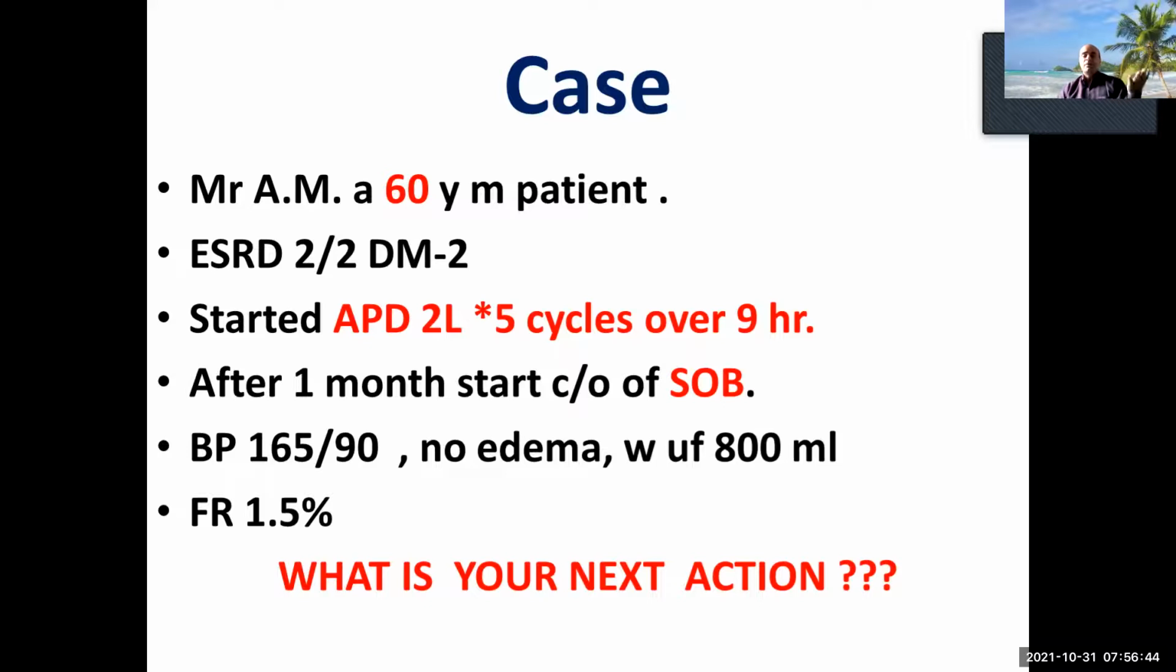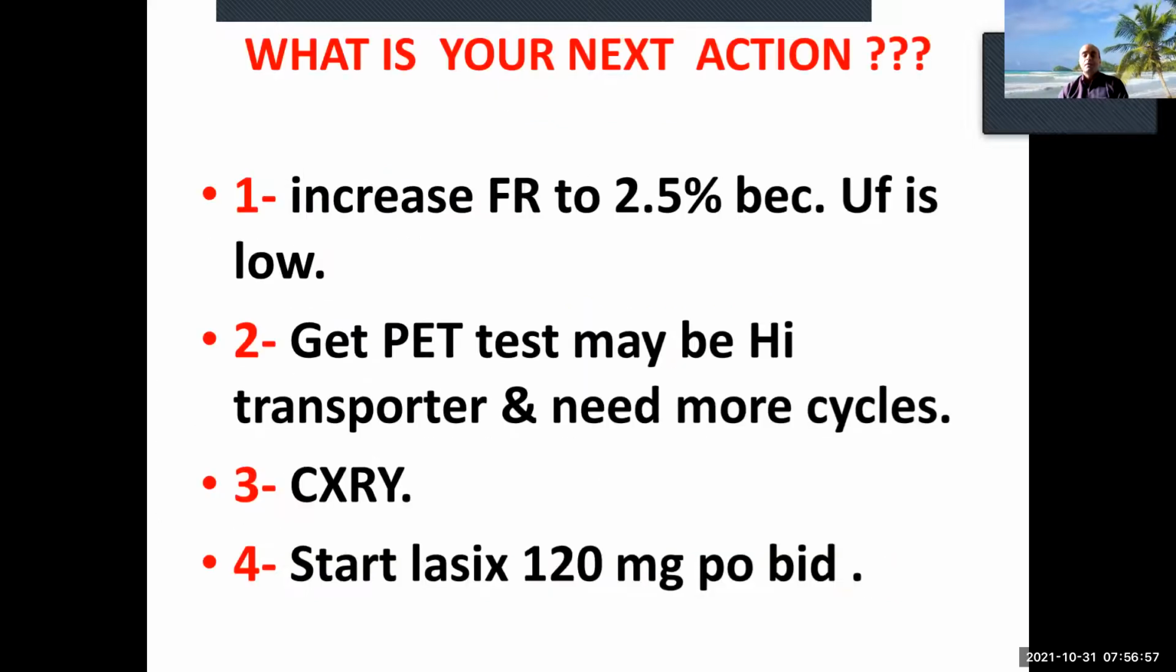The patient is on 1.5%, blood pressure a little bit high with shortness of breath, and 2 liter, 5 cycle, 1.5%. What do you think is the next step for any PD patient with shortness of breath? What's your action now? I will give you multiple choice. Please just think with me and read this quickly.